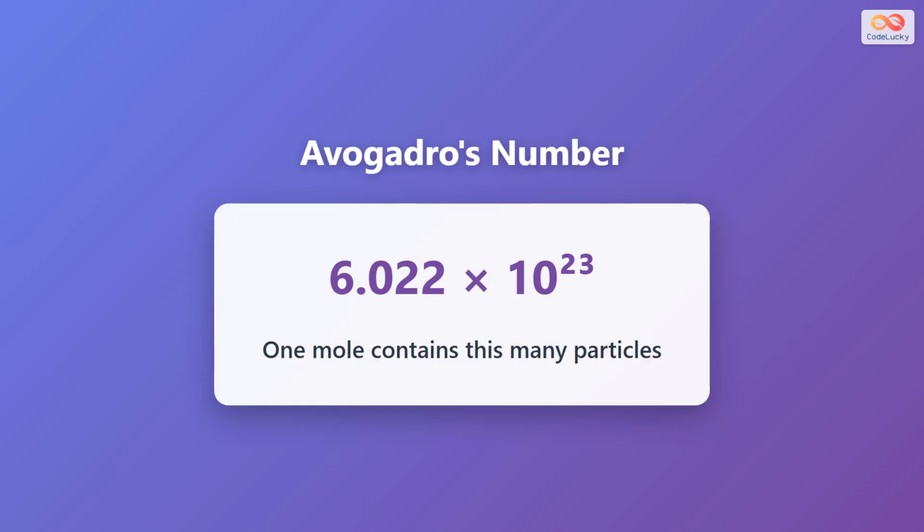1 mole contains exactly 6.022 times 10 to the power of 23 particles. This is called Avogadro's number, named after the Italian scientist Amedeo Avogadro. This is an enormous number. To put it in perspective, if you had 6.022 times 10 to the 23 grains of sand, they would cover the entire Earth several meters deep.